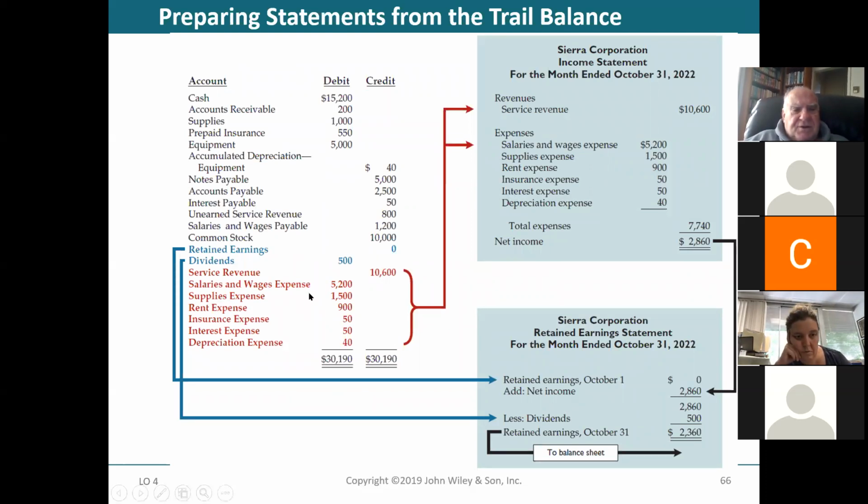Now, you see where it says service revenue? Draw a horizontal line above service revenue when you get to a problem. The reason for that is everything below that line is your income statement. Everything above that line is your balance sheet. Makes it a lot easier, huh?